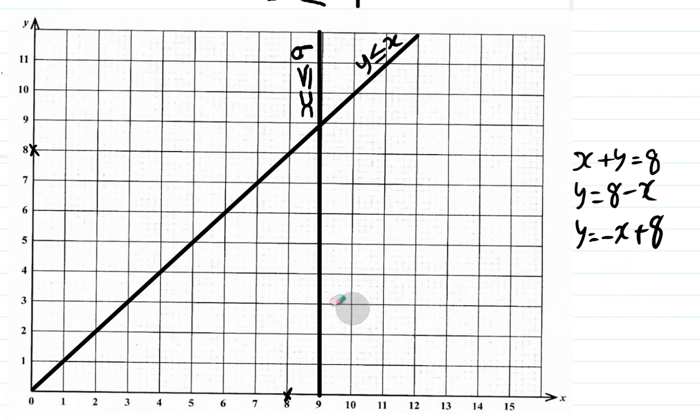Suppose we use 3. Alright? When x is equal to 3, use x equals 3 and see what will happen there. When x is 3, what is y? Y would be negative 3 plus 8. What is negative 3 plus 8? It is 5. So it would happen at 3, 5.